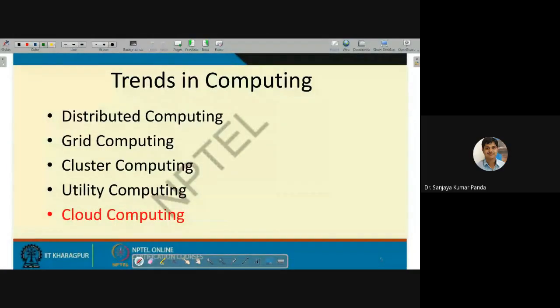Am I audible? Yes, sir. Yes, sir. Okay, thank you. So let us resume our discussion. So we'll start with trends in computing.